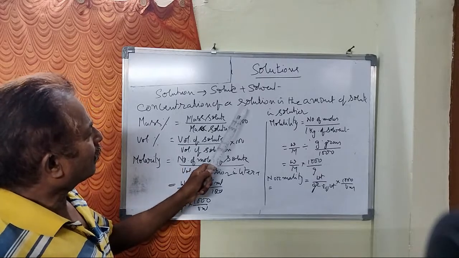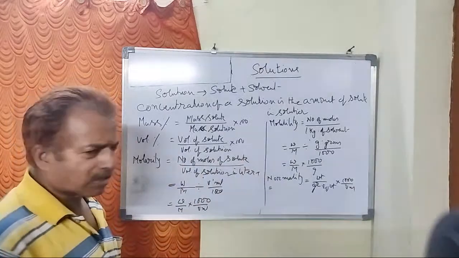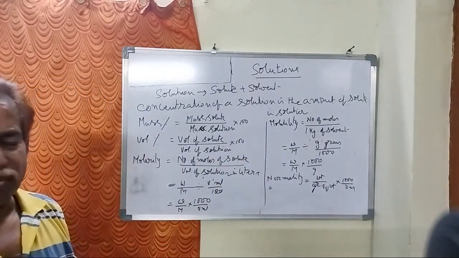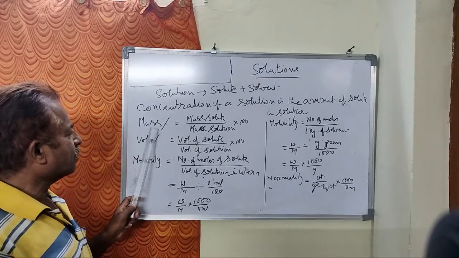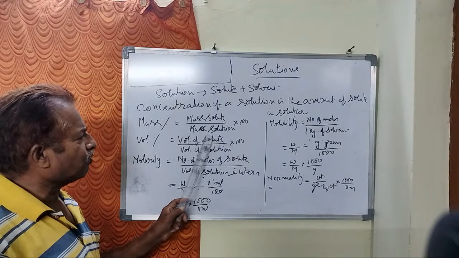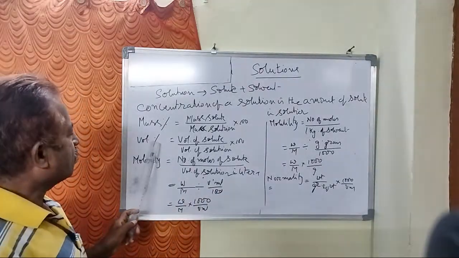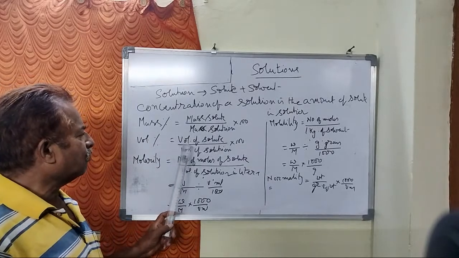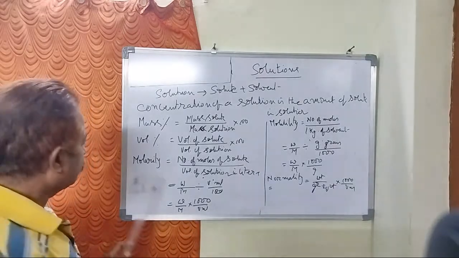The concentration of a solution is expressed in different ways. What is concentration? Amount of solute present in a solution. So the concentration methods are mass percentage. Mass percentage equals mass of the solute by mass of solution into 100. Similarly, volume percentage equals volume of solute by volume of solution into 100.